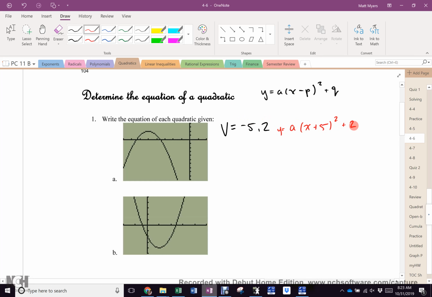Okay, what's the only thing missing? What? It's a sad parabola, so what do we know about A? A has to be negative, right? So we can add that now. Negative A. What's the only thing missing? We don't know what A is. We know it's got to be negative. It might be -1, it might be more. How do we check?